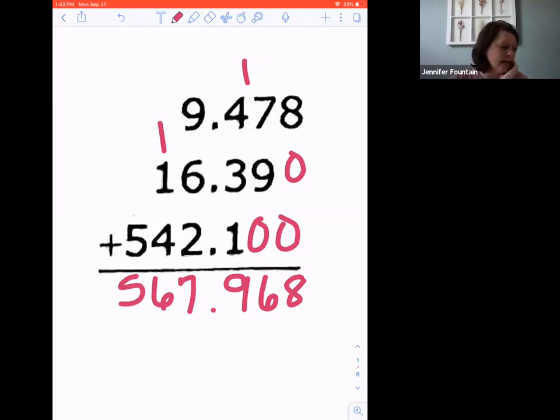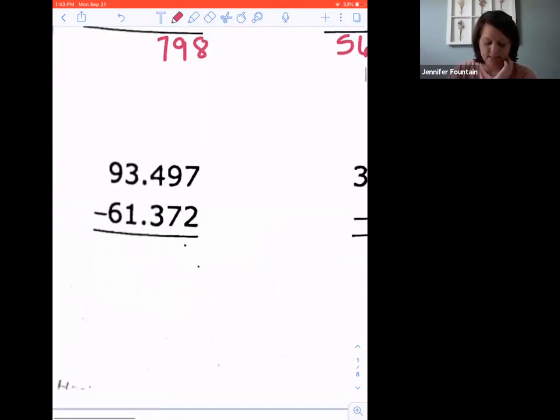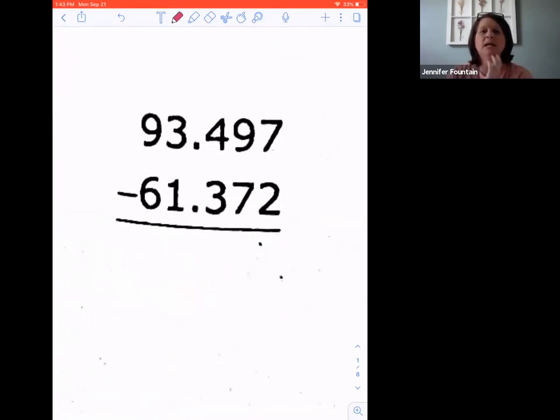567 and 968 thousandths. All right. Now we're going to subtract. I want you to go ahead and work on this subtraction problem. 93 and 497 thousandths minus 61 and 372 thousandths.